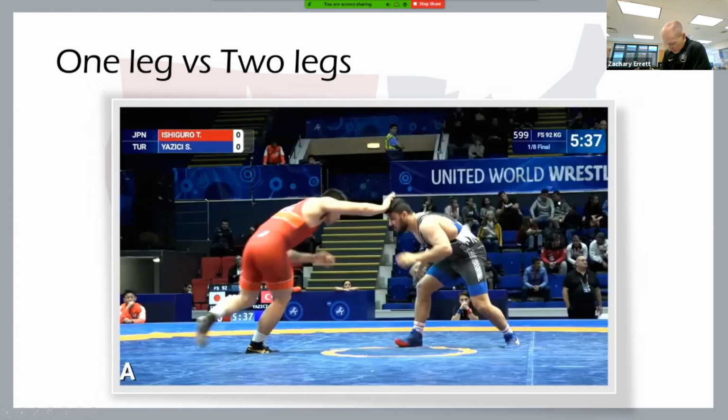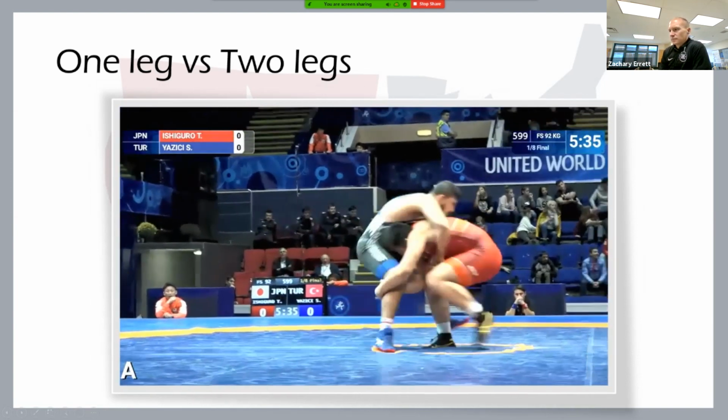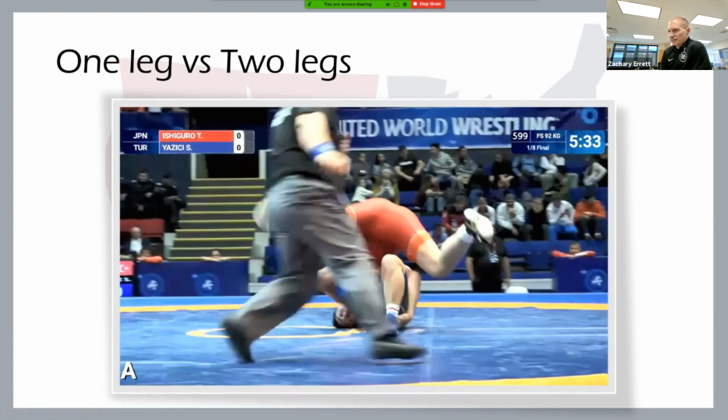All right, here's another scenario. Same situation here. So red makes that leg attack.